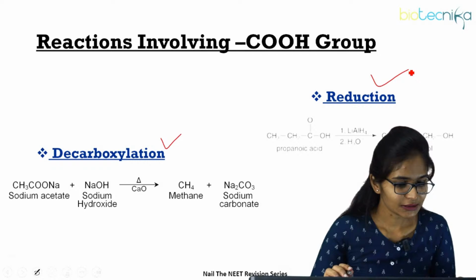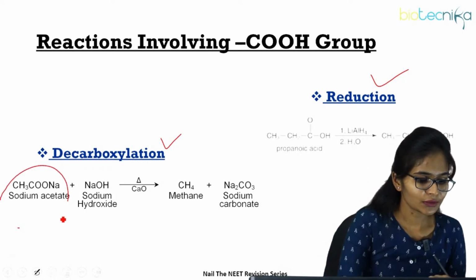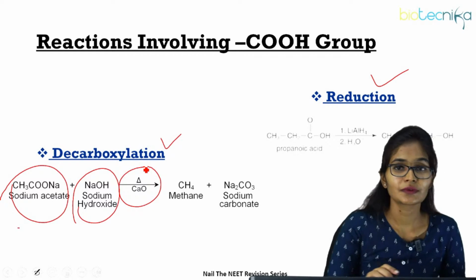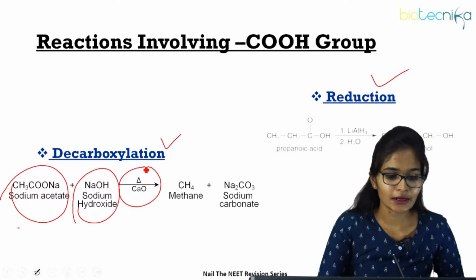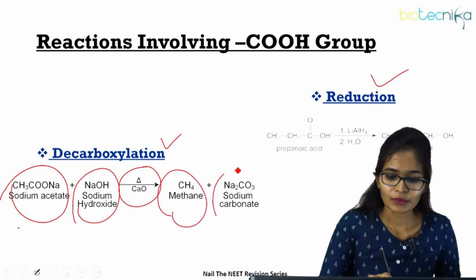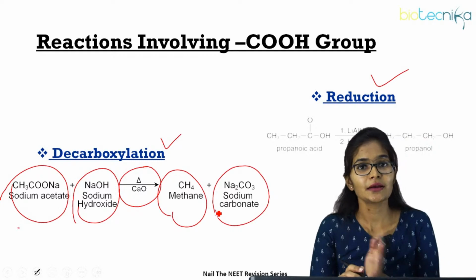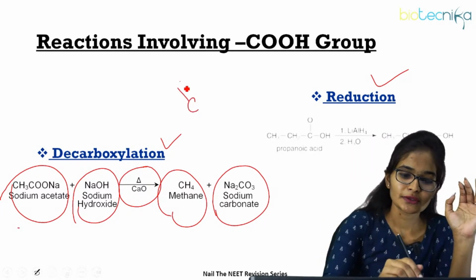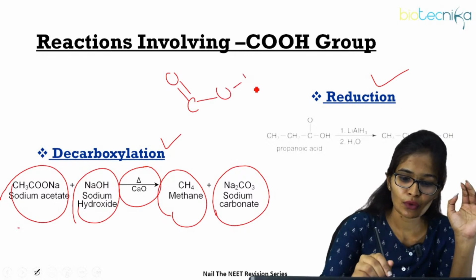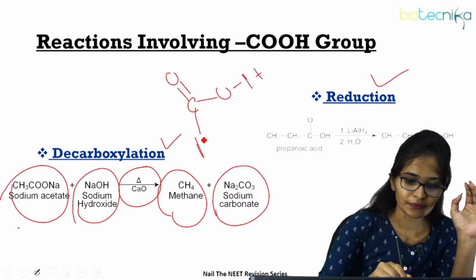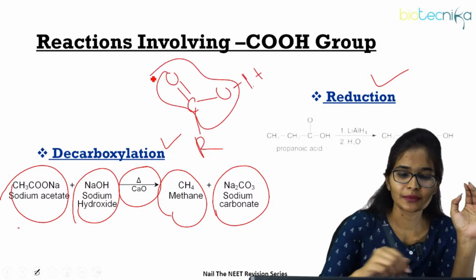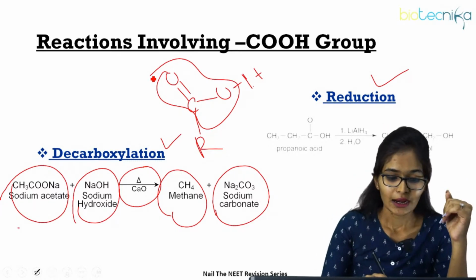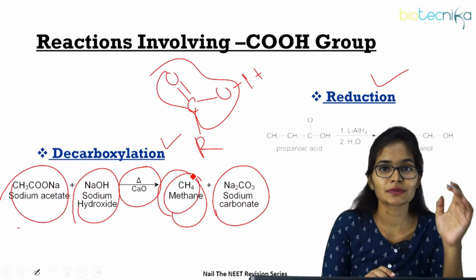Coming to decarboxylation, the sodium acetate is treated with sodium hydroxide. Upon heating in the presence of calcium oxide, you will get methane, along with sodium carbonate as a byproduct. In decarboxylation, the carboxylic acid carrying COOH has to be eliminated, so it evolves out as a gas molecule and you simply get the hydrocarbon as a product.